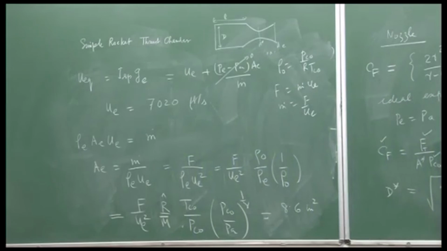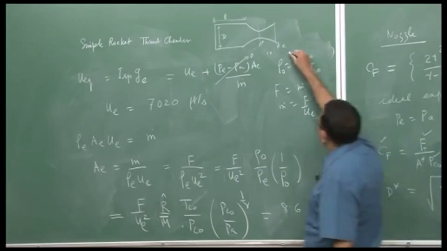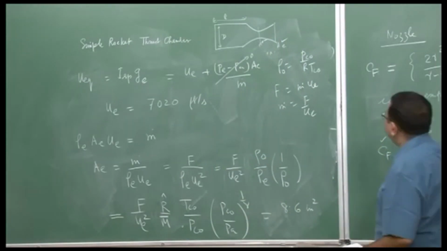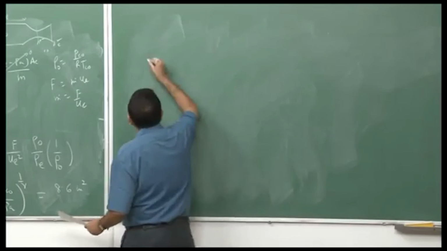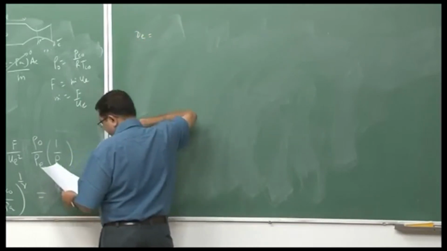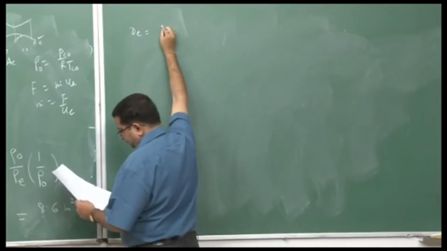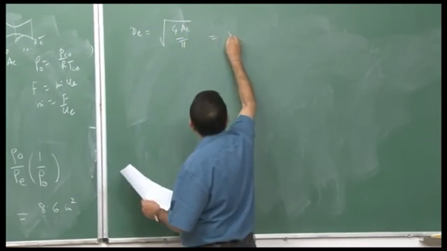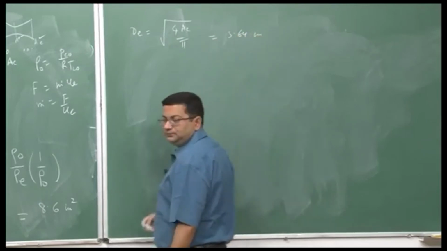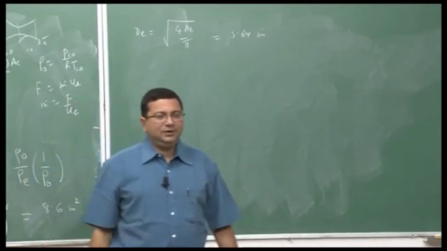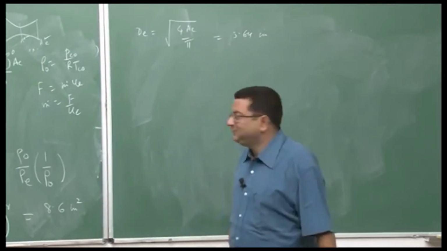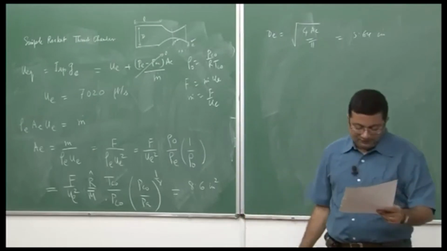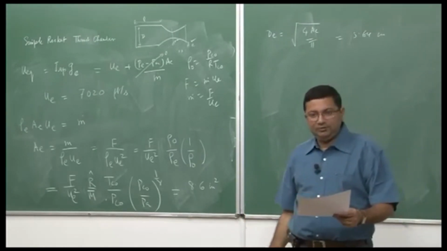Okay. So, now I have this area also. I can estimate the exit diameter, the exit diameter dE is equal to square root of 4 AE upon pi. So, this is 3.64 inches, about less than 4 inches. This is a small rocket we are designing. Okay. Now, we have these two parameters. So, now we have the nozzle configuration completely.